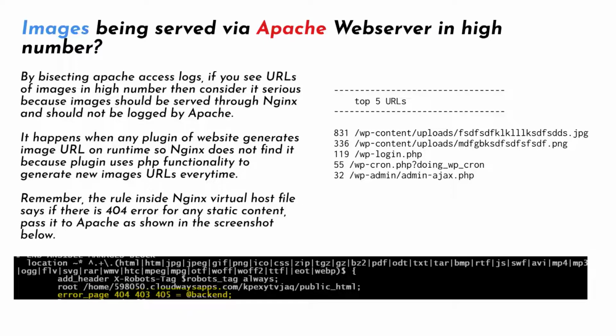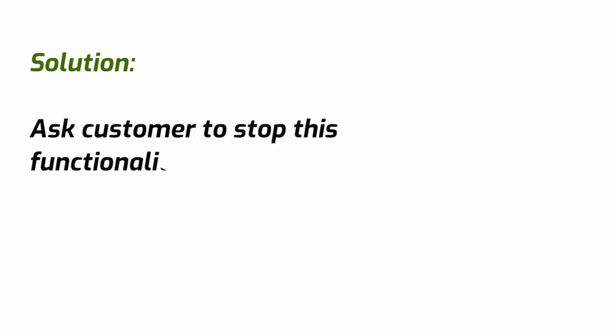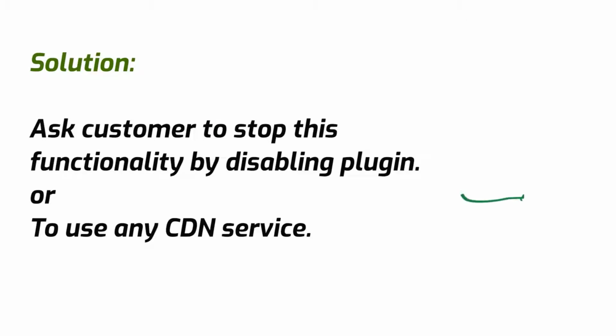It happens when any plugin of website generates image URL at runtime, so Nginx does not find it because plugin uses PHP functionality to generate new image URLs every time. Remember, the rule inside Nginx virtual host file says if there is 404 error for any static content, pass it to Apache as shown in the screenshot below. If we talk about solution, it would be either to ask customer to stop this functionality by disabling plugin, or to use any CDN service.